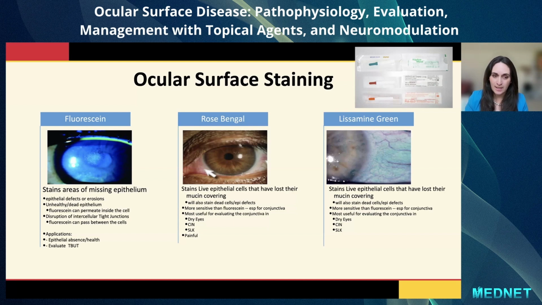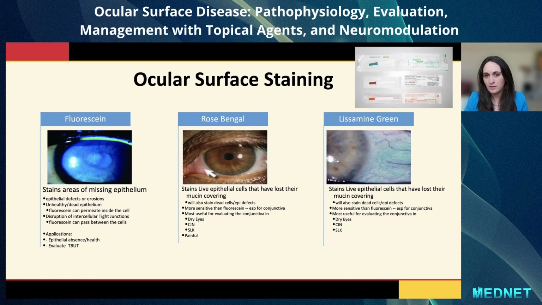Fluorescein can permeate inside the cells, which can make it harder to see the cornea as well. And then you can also have disruption of the intercellular tight junctions, which leads the fluorescein to go into the cells as well. And this is very helpful for tear breakup time. And I like to think of fluorescein for the cornea specifically, although you can see conjunctival epithelial defects and staining there. Although I tend to use lissamine green.